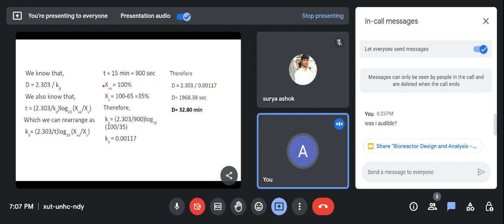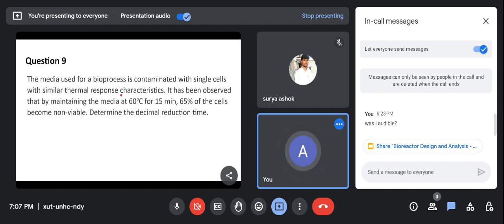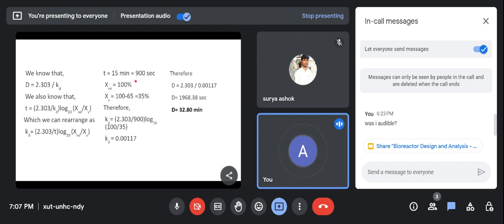You don't know the exact initial cell, but you know that the reduction after 15 minutes is 65%. So you can assume that the initial amount of cells was 100%. Right? So after 15 minutes, there is a reduction of 65%. So 100 minus 65, the remaining amount is 35%. Right? So you get the ratio. Okay. So Kd is equal to 2.303 by 900 log 10 of 100 by 35. So you get Kd as 0.00117. Okay. Now that you have Kd, you can find out the decimal reduction time.